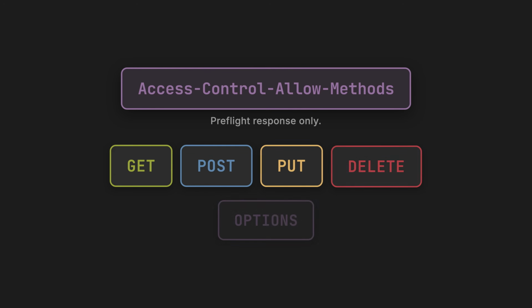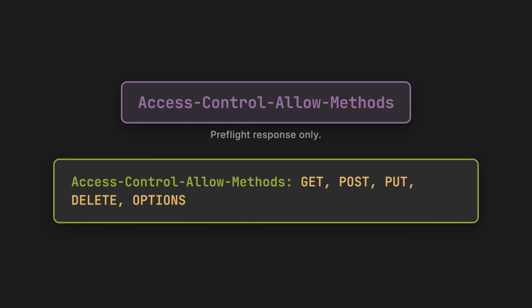Access-Control-Allow-Methods lives in the preflight response, declares which HTTP methods the server accepts. If your actual request uses a method not listed here, the preflight fails and your request never goes out.